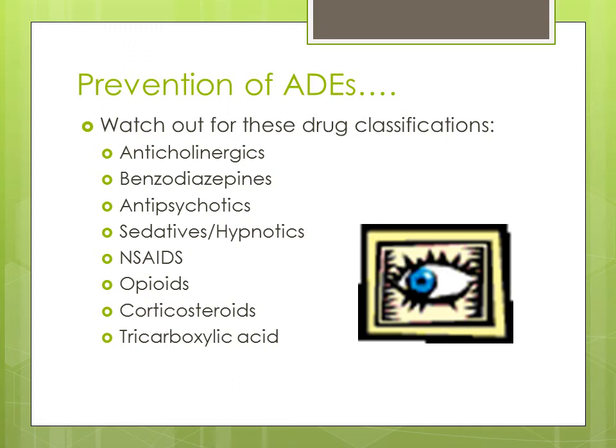Keep your eyes open for the following drug classifications: anticholinergics, benzodiazepines, antipsychotics, sedatives and hypnotics, NSAIDs, opioids, corticosteroids, and tricyclic antidepressants. All of these classifications of medications are high-risk categories for the older adult. You will come across older adults who are on these medications, but be aware that they are high risk and carefully monitor your patients.